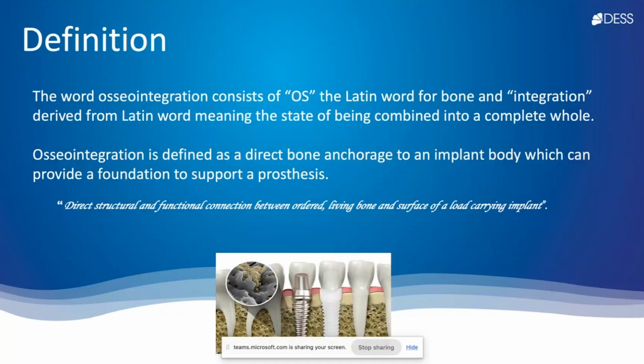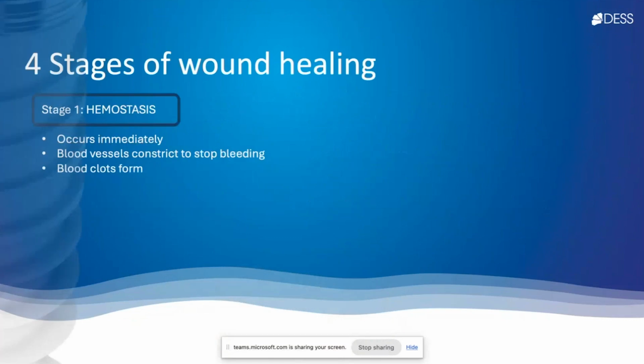What about osseointegration? To understand osseointegration, as most of you know this definition, we have to know what the definition is. Osseointegration, in a simple way, comes from two words: os, which means bone, while integration means a combination. So by definition, it's a direct structural and functional connection between the living bone and the dental implants.